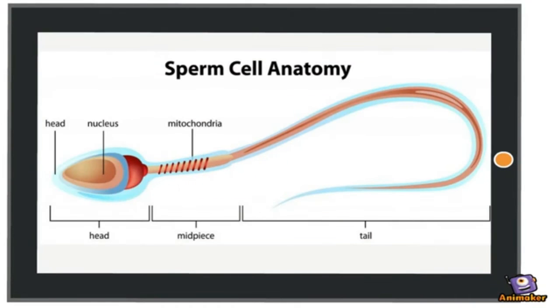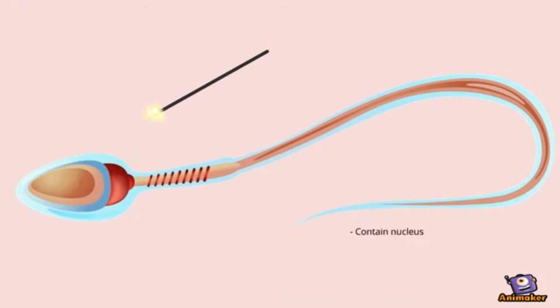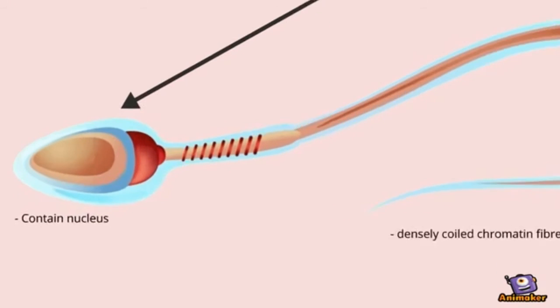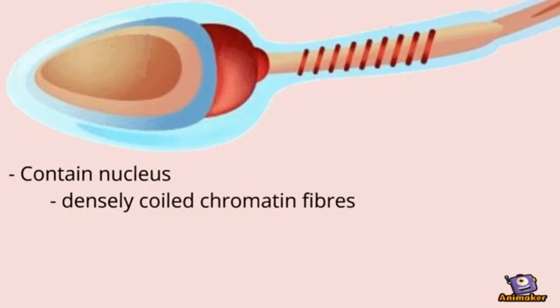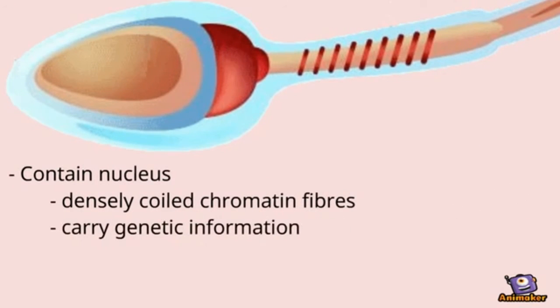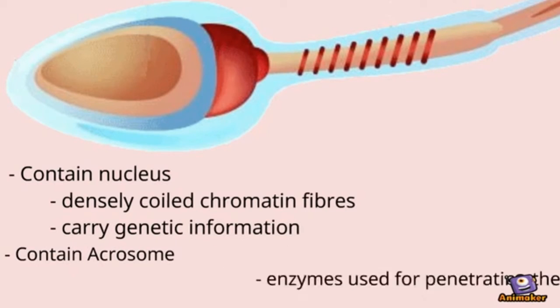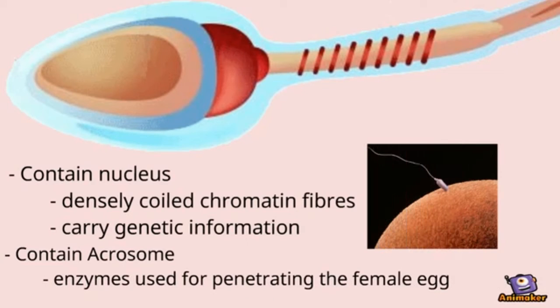Let's look into its structure. Sperm is separated into three main parts. They are the head, midpiece, and tail. The head contains the nucleus, which is densely coiled with chromatin fiber, and this is the part where it stores the genetic information. At the fore end of the head, it contains the acrosome, with enzymes that are used for penetrating the ovum.